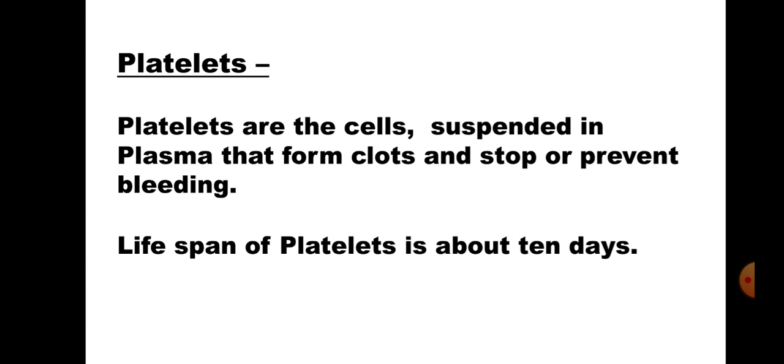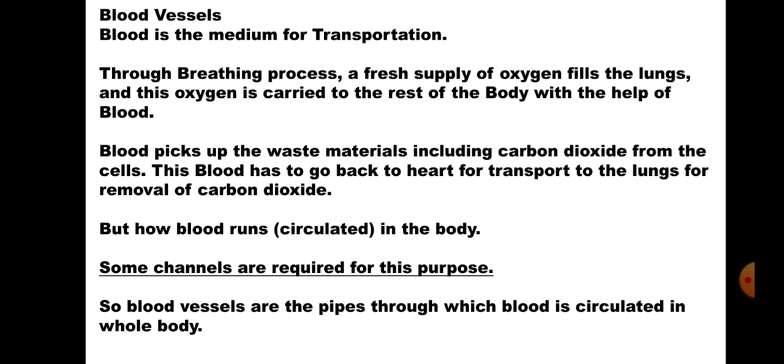So friends, this is all about the blood and its components. Blood works as a medium for transportation. Now we will discuss blood vessels. So what are blood vessels? Blood is the medium for transportation. Through the breathing process, a fresh supply of oxygen fills the lungs, and this oxygen is carried to the rest of the body with the help of blood. Blood picks up waste materials, including carbon dioxide, from the cells. This blood has to go back to the heart for transportation to the lungs for the removal of carbon dioxide.